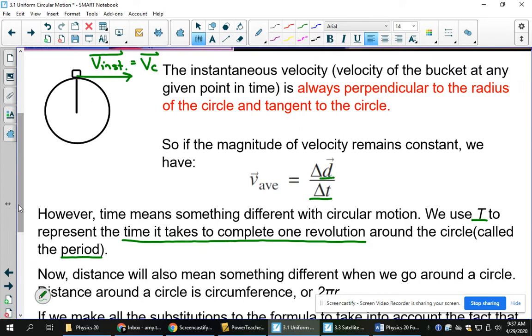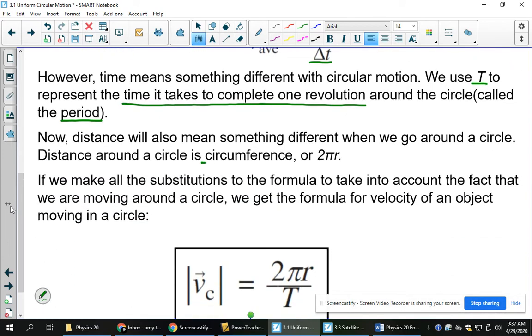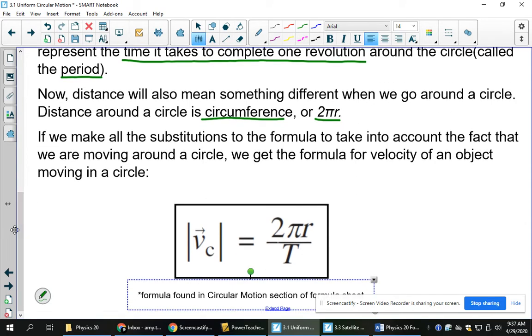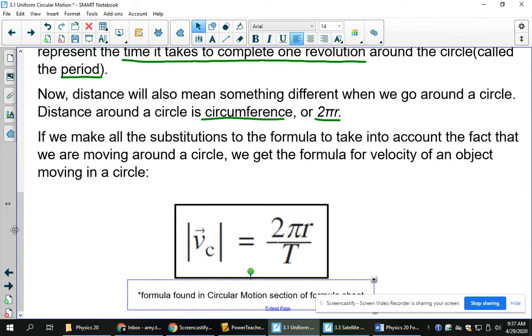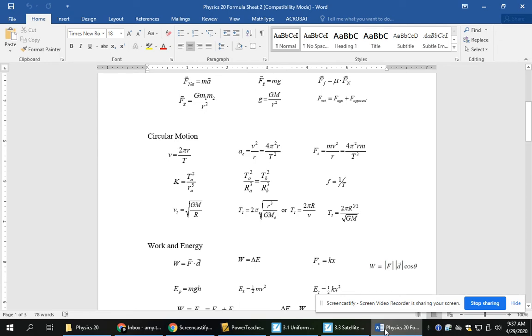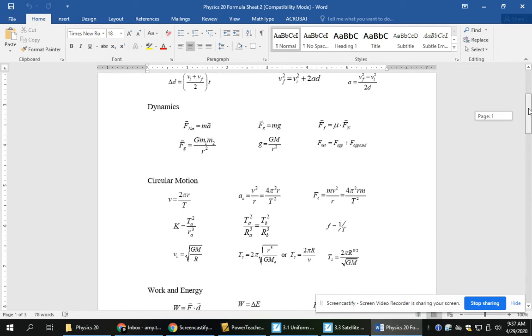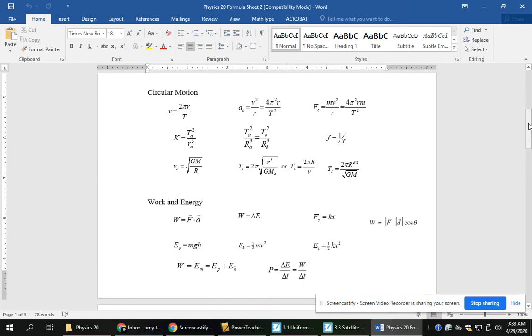Now, what would you imagine the distance that this bucket goes around the circle is? Well, the distance around a circle is simply the circumference of the circle. So we replace distance with 2 pi r. If we put these into our v equals d over t formula, then we get the average velocity for circular motion to be 2 pi r over T, T being period and r being the radius. This is found in the circular motion section of your formula sheet. Right under kinematics, unit 1, and dynamics, unit 2, we're now in unit 3, circular motion. You can see it's the first formula there.